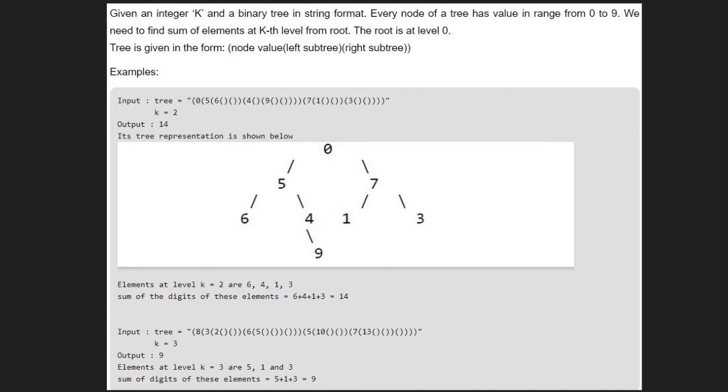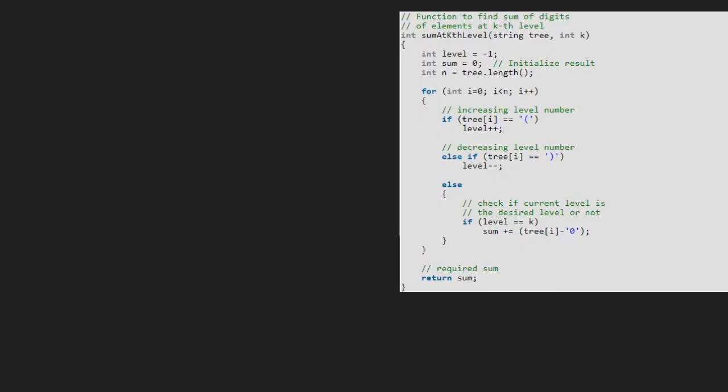We take as input an integer k and a binary tree in string format. Every node of the tree has a value in the range from 0 to 9. We need to find the sum of elements at kth level from the root. The root is at level 0. Now, let us look at the algorithm.